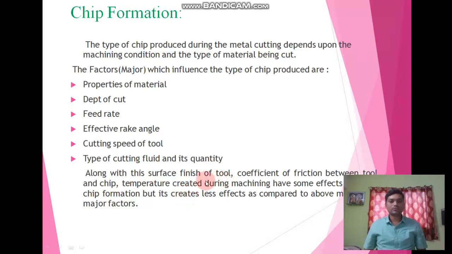And there are some minor factors which also influence the type of chip produced during the machining processes. First is the surface finish of the tool, second is the coefficient of friction between the tool and chip, and third is the temperature created during machining. These have some effect over chip formation, but less effect as compared to the major factors. So this is the chip formation. Basically, chip formation depends upon the type of material and these major factors.